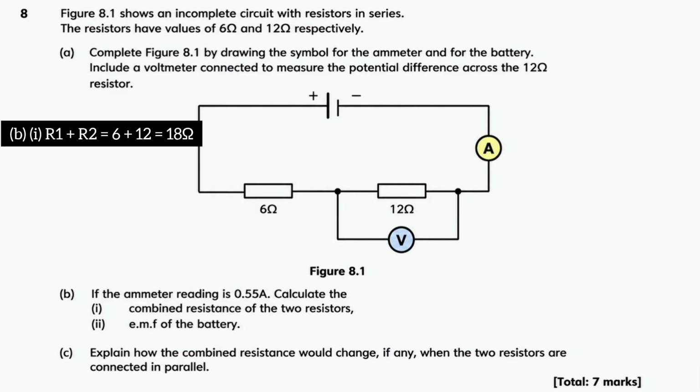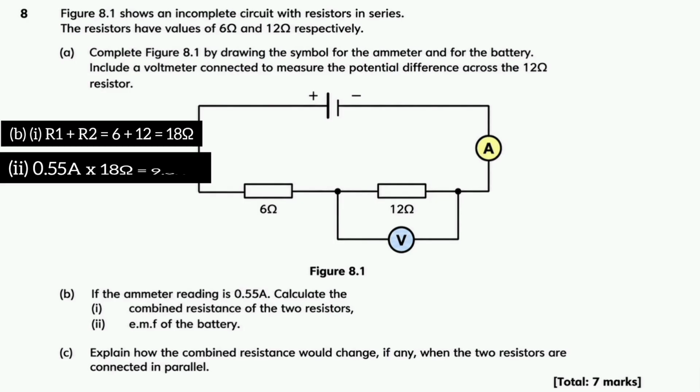Then number 2, 8b2, it reads, calculate the EMF of the battery. Alright, so for us to calculate the EMF of the battery, we're going to use the formula. Voltage is equal to I, which is current, times the resistance, which is R. Now, I've already been told in the question that our current is what? 0.55 amps. And our resistance is what? 18. So just multiply those two numbers. We're going to get our value as 9.9 volts.